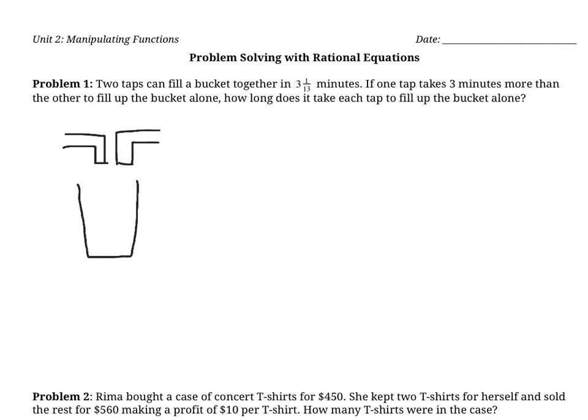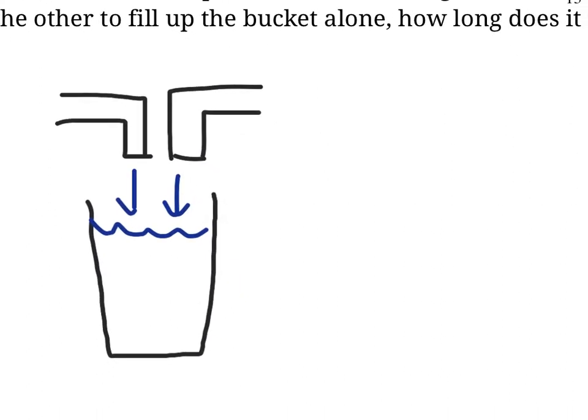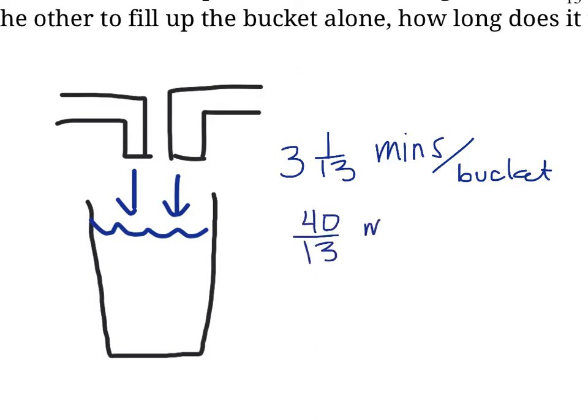At first glance, you might think this problem isn't too difficult, but it is a little bit more complicated than you might think. I've just drawn two taps filling into a bucket, not that exciting. If both taps are pouring at the same time, we can fill the bucket in 3 1/13 minutes. So we can say that as per bucket. I'm going to turn that into an improper fraction, it's a little bit nicer to deal with. 13 times 3 plus 1, 40 over 13 minutes per bucket, when both taps are on.